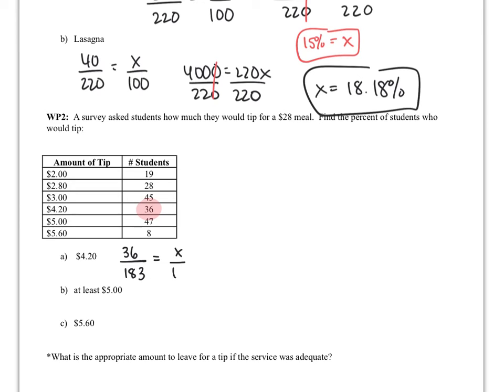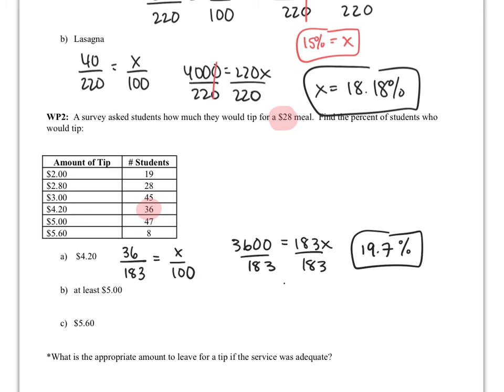And I'm trying to find the percent. So for right now, what's important to know is that in the original problem, you were told this number, $28, and it actually doesn't really matter right now. It's just saying that the meal was $28, but we're talking about percent of students, not percent of money right now. And so to solve this, I would cross multiply and get 3,600 equals 183x, and then divide both sides by 183. And the percent of students that would tip this would be 19.7%.